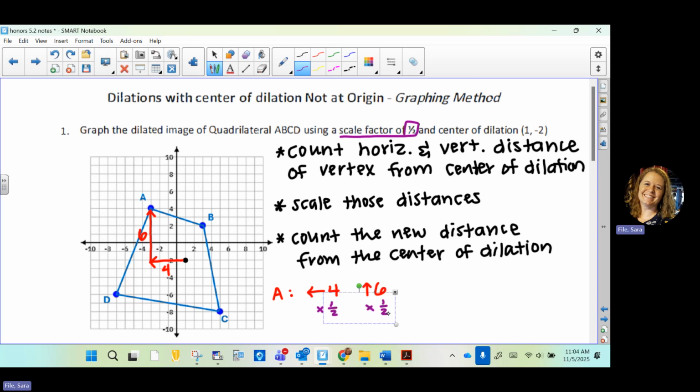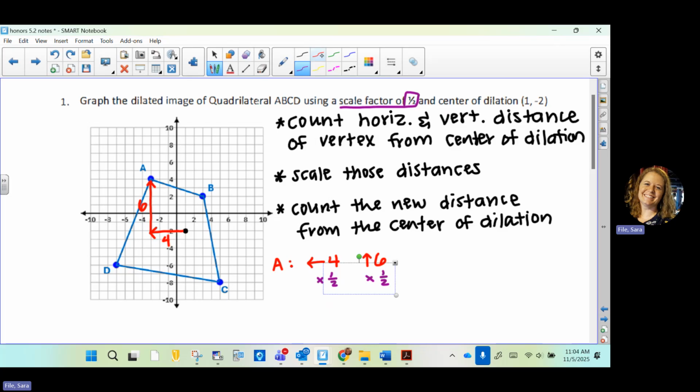So what is 1/2 of 4 and 1/2 of 6? Instead of going left 4, I'm going to go left 2. And instead of going up 6, I'm going to go up 3 from the center. So back to the center, I'm going to go left 2, up 3, and that's my new point. That's A prime.